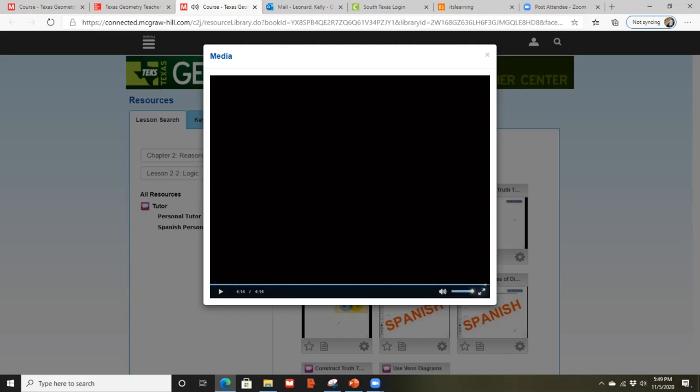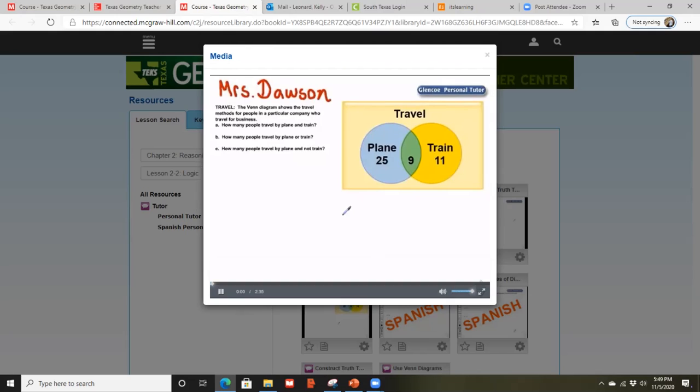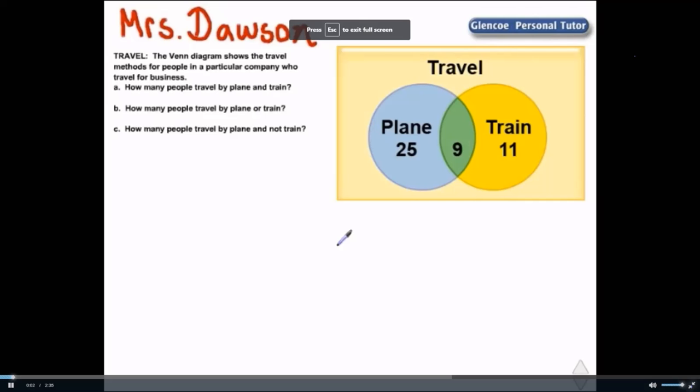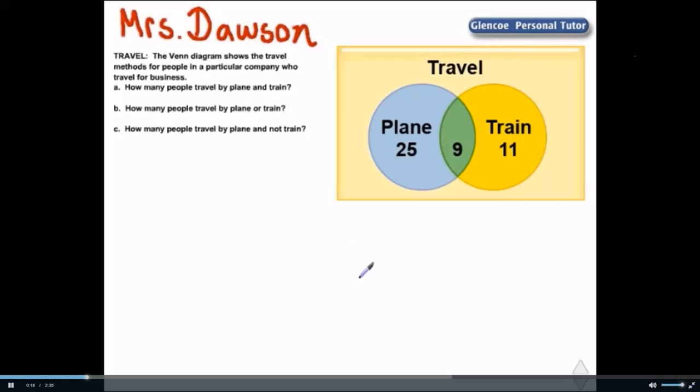All right, and then we have Venn diagrams. This is Mrs. Dawson. The following is an example on using Venn diagrams. Travel. The Venn diagram shows the travel methods for people in a particular company who travel for business. A. How many people travel by plane and train? B. How many people travel by plane or train? And C. How many people travel by plane and not train?